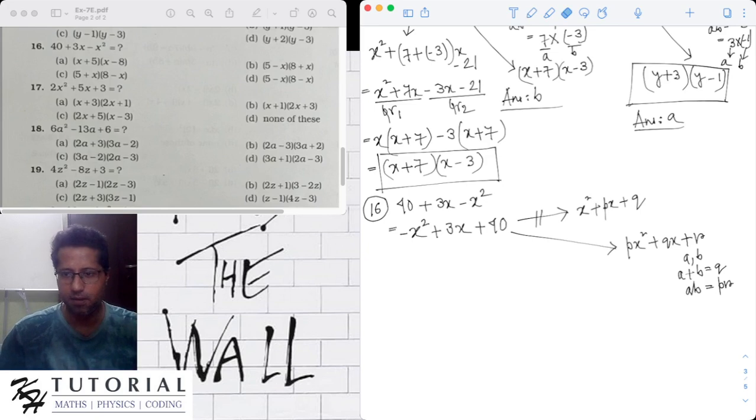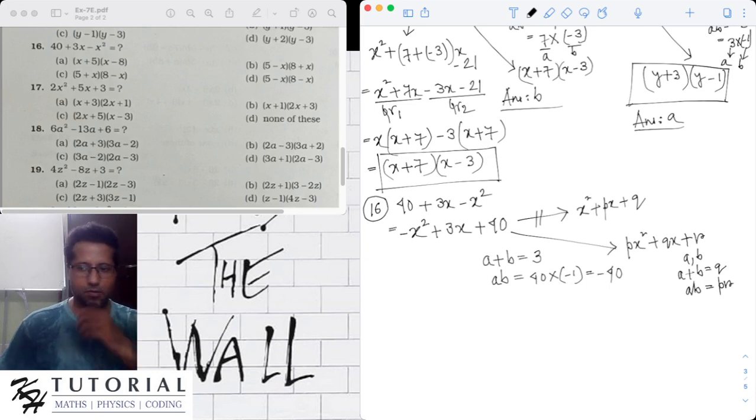we see that p is minus 1, q is 3 and r is 40. So we have to find a and b such that a plus b is q, which in this polynomial is 3, and we must have ab equal to p into r, where p into r in this polynomial is 40 multiplied by minus 1, that is minus 40. Okay, so we have to find a and b such that a plus b is 3 and a into b is minus 40.